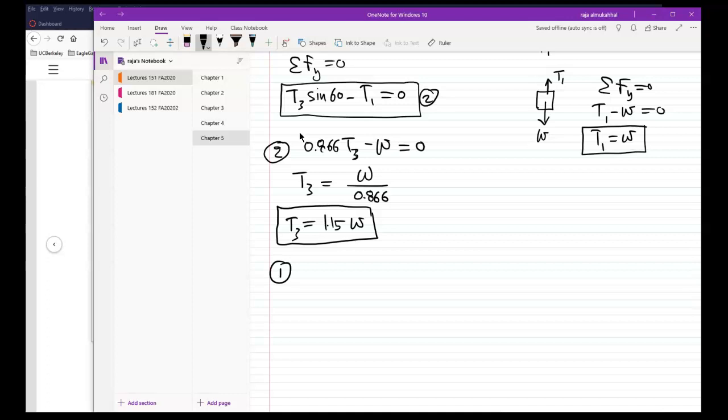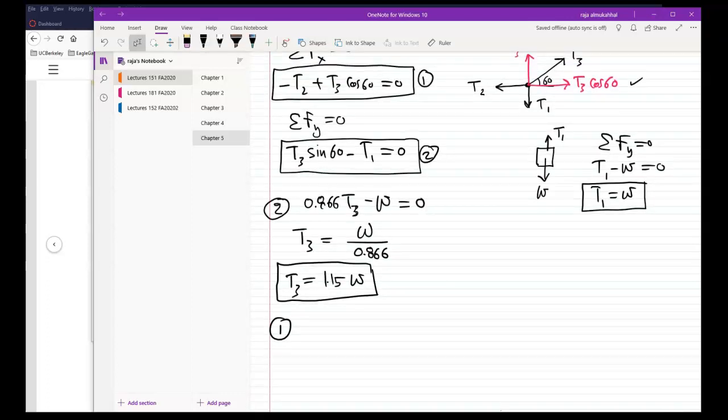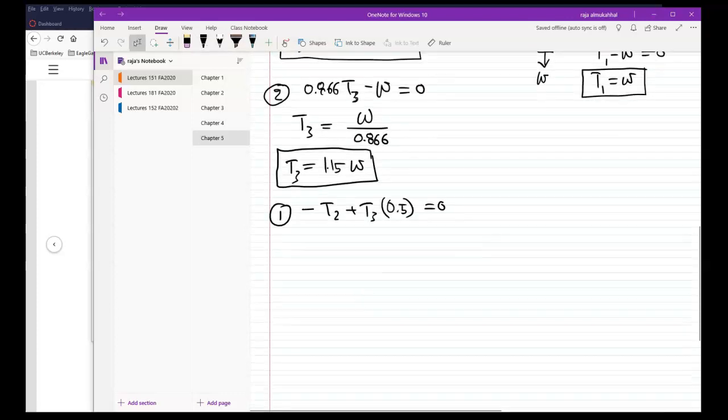It says right there, minus T2 plus T3. What's cosine 60? 0.5, equals 0. Now I just need to do the simple algebra. T3 is equal to 1.15 right there.